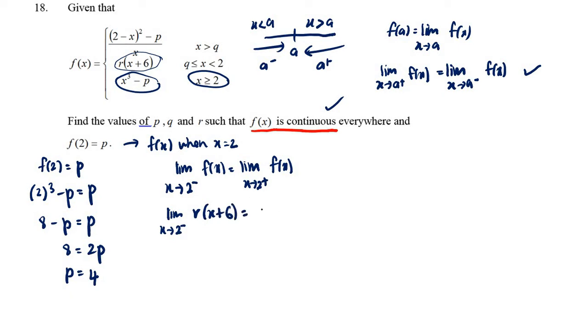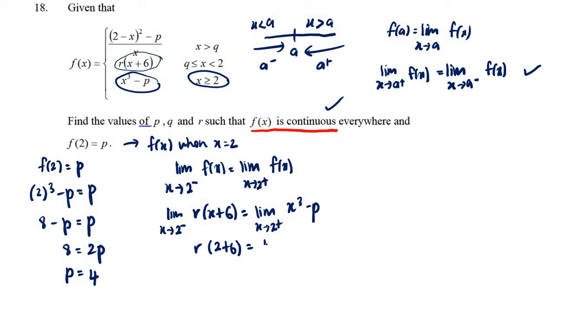That is equal to the limit of x approaching 2 from the right of f(x). Okay, and next we substitute the values. So substituting x here, we are going to have 2r plus 6 equals to f(x) over here, from the left hand, from the right, I'm sorry. So this one should be x cubed minus 4.